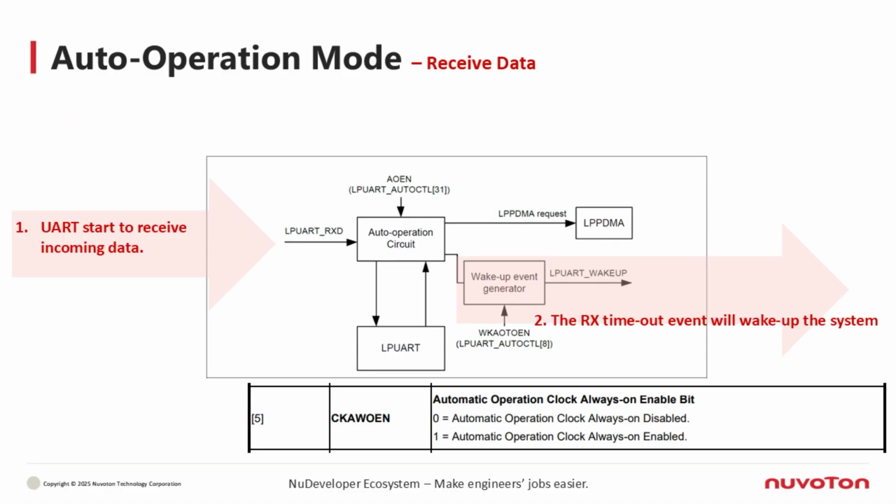Now let's talk about how the auto operation mode works when receiving data. When the baud rate is 115200, the Low Power UART will start as soon as it detects incoming data. If a receive timeout event occurs, it will wake up the system. One important thing to note: if your application needs to receive data continuously at 115200 baud, you have to set CKAWOEN to 1. This keeps the Low Power UART clock running so it can properly receive all incoming UART signals.